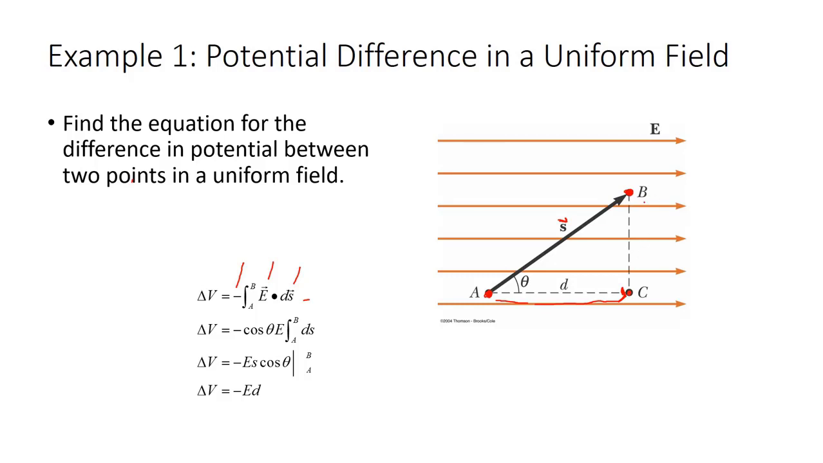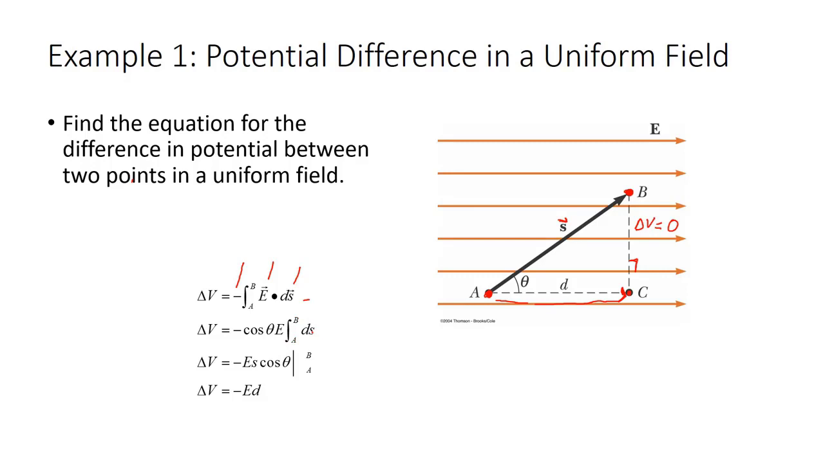Between C and B, the change in potential is equal to 0 because the displacement from C to B is perpendicular to the electric field. So when we find the scalar product of that, it's going to be equal to 0. So we plug all that in. Our cosine theta and E are constants as we move along that path.